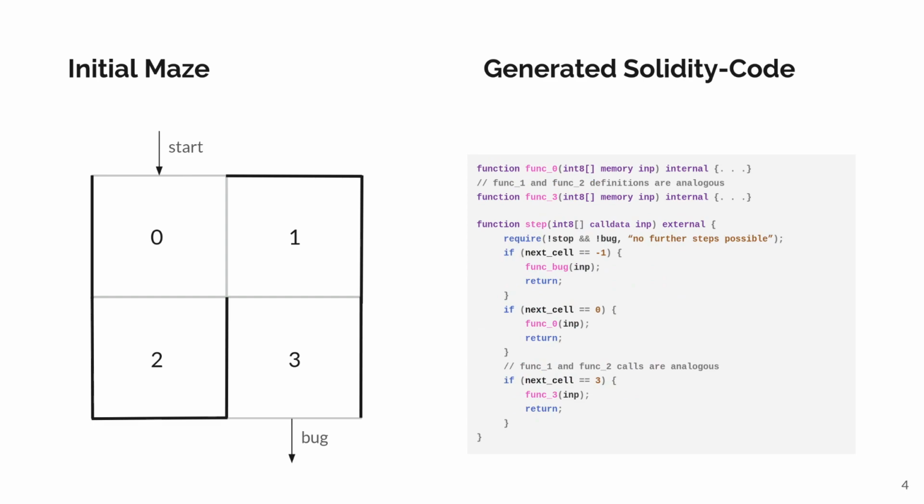We define the step function, which can be seen here on the right. The step function takes the input from the fuzzer and, corresponding to which value the next cell variable is set, calls the correct function corresponding to the fuzzer's position in the maze. So, in the first call to the contract, next cell will be initialized to 0. Therefore, function 0 would be called first by the step function. For technical challenges we faced during the development of this translation, refer to our paper.